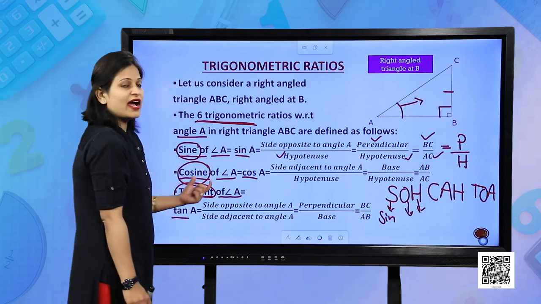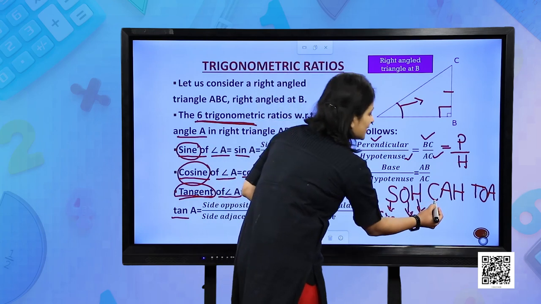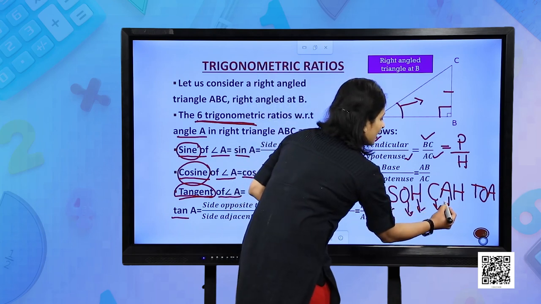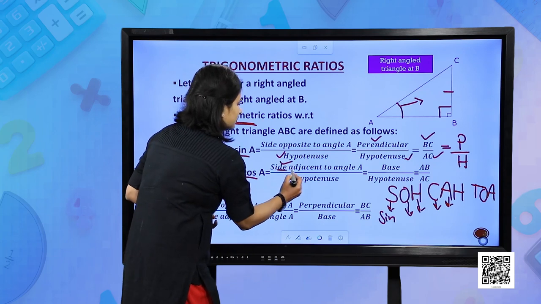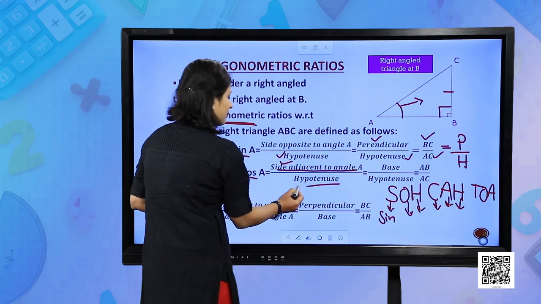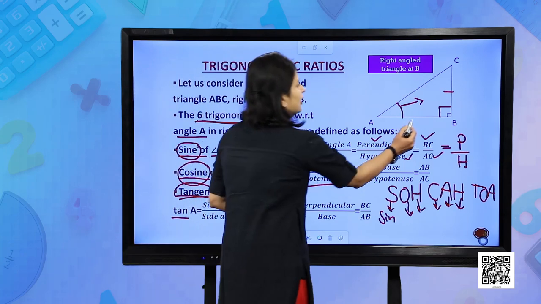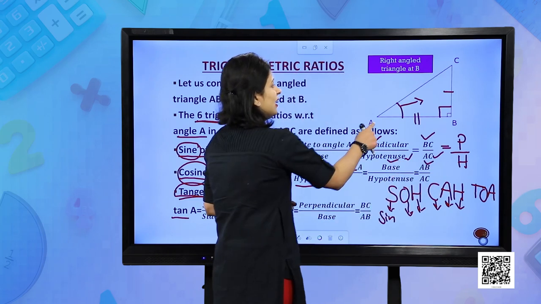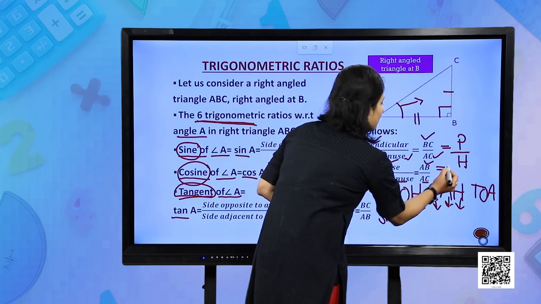Now comes cosine of angle A, means cos A. For this, C stands for cos, A stands for adjacent side, and H stands for hypotenuse. So, what is the side adjacent to angle A? AB, which is also the base, and AC is the hypotenuse. So we can also write it as base upon hypotenuse.